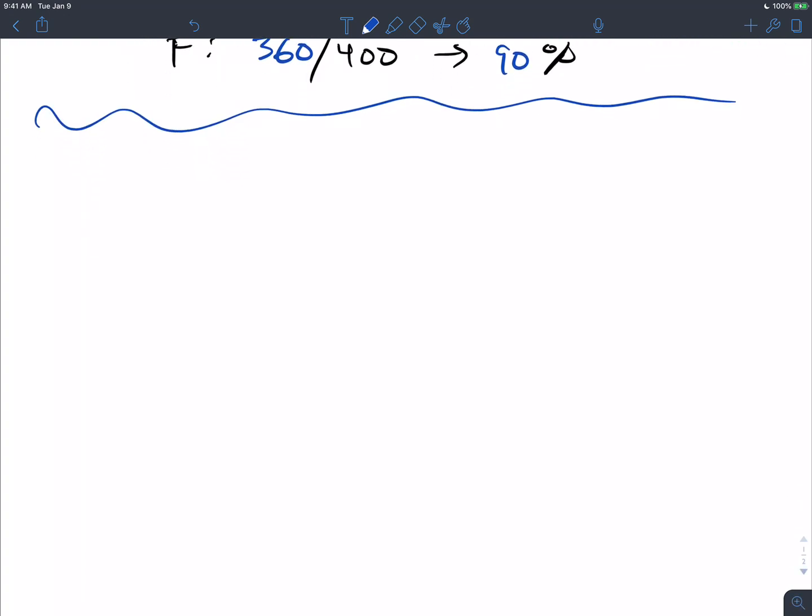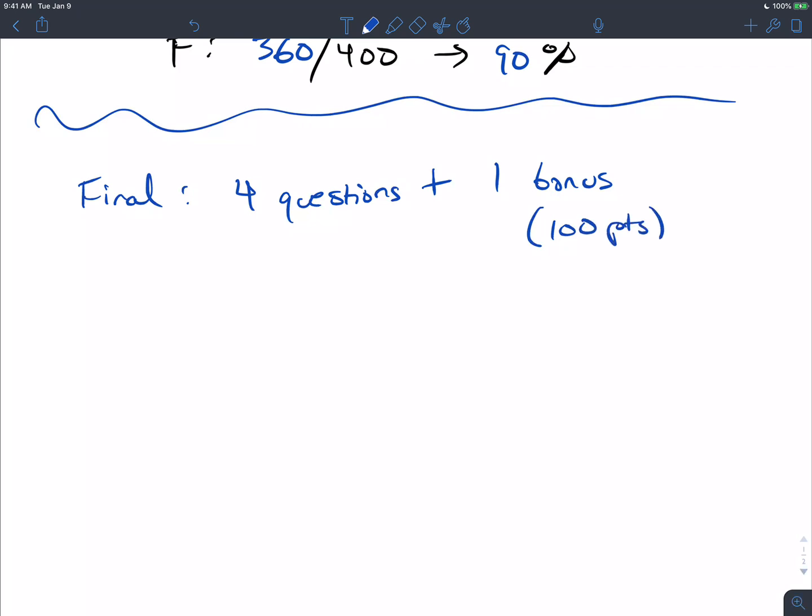So the final is going to have 4 questions plus 1 bonus, worth 100 points. Oh my god. So 100 points each, plus a bonus worth 100 too. So you can get 500 in theory.